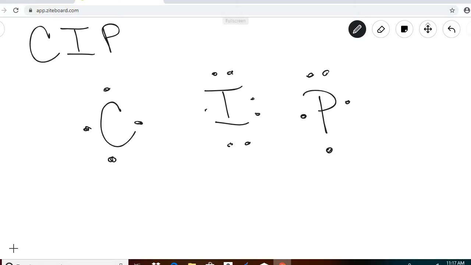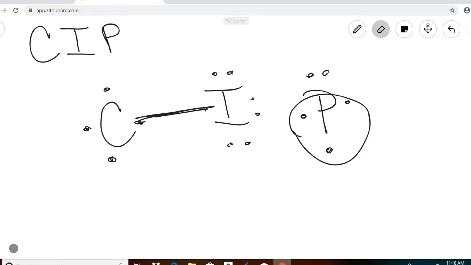Okay, so let's go ahead and start by pairing up these two here. Okay, so that takes care of the iodine. And then we have 3 here on the phosphorus that are unpaired, and we have 3 on the carbon. So what we can do with those is we can make a triple bond over here with those ones that are unpaired on the phosphorus and the carbon. And so then we get this.